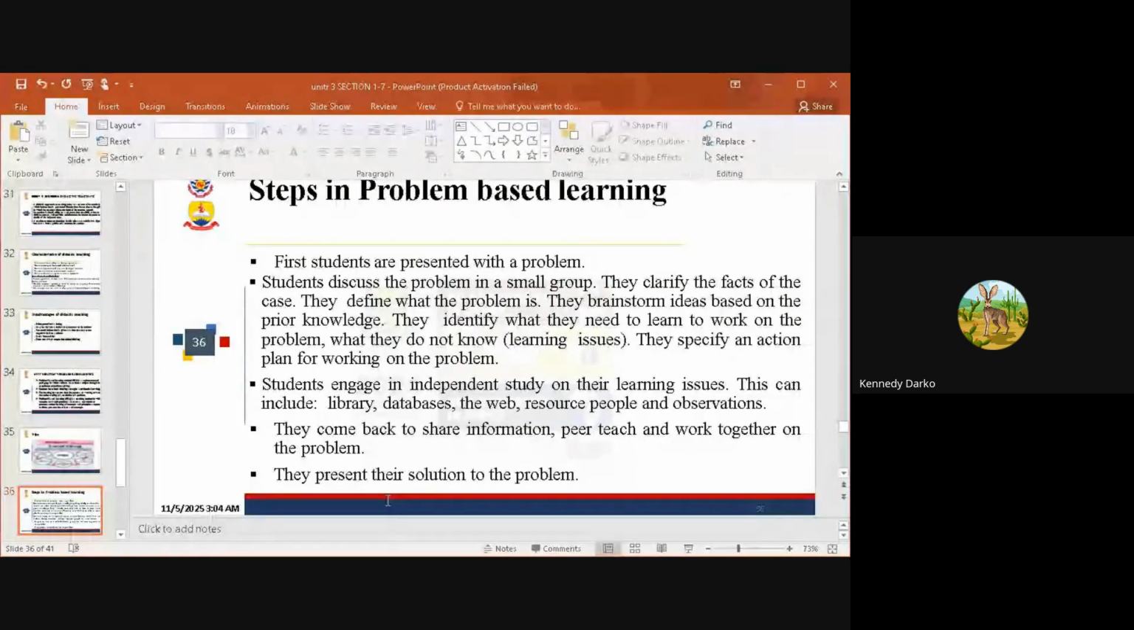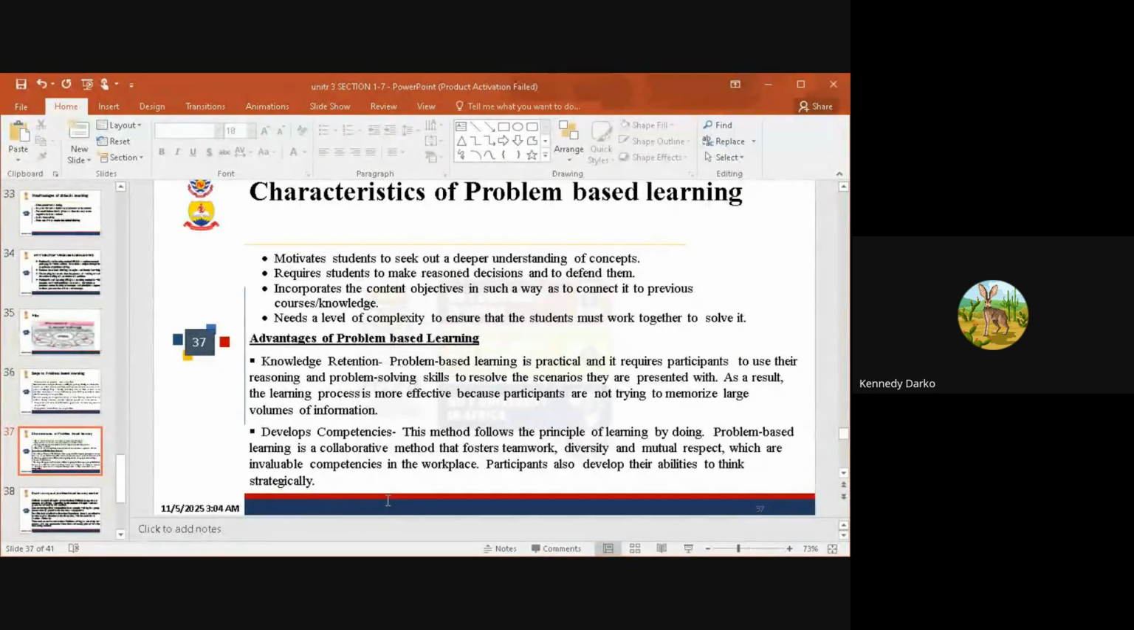They present their solution to the problem. So when they have found out and done whatever they have to do, they share it with their colleagues and present the final information to the class in their various groups. Now let's look at the characteristics. Motivate students to seek out a deeper understanding of concepts. So when they ask you any question, you should be able to throw more light on it for the student to understand.